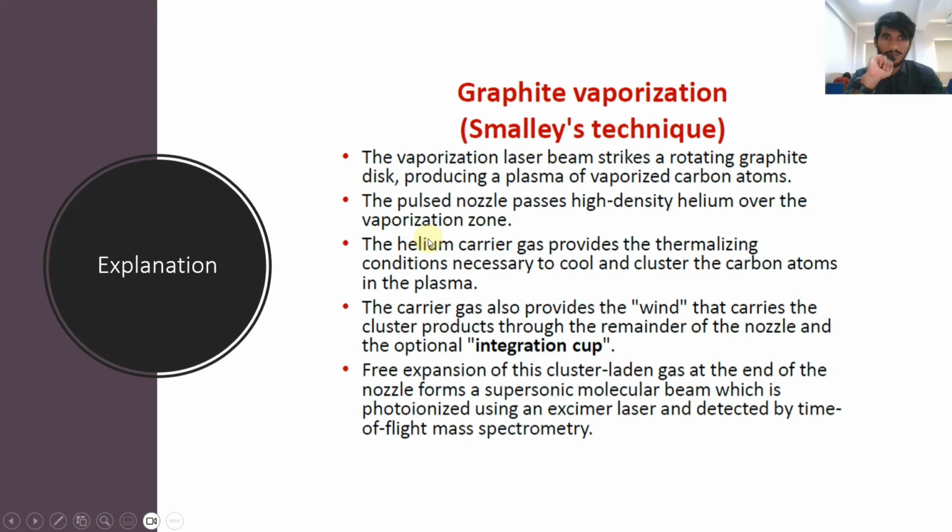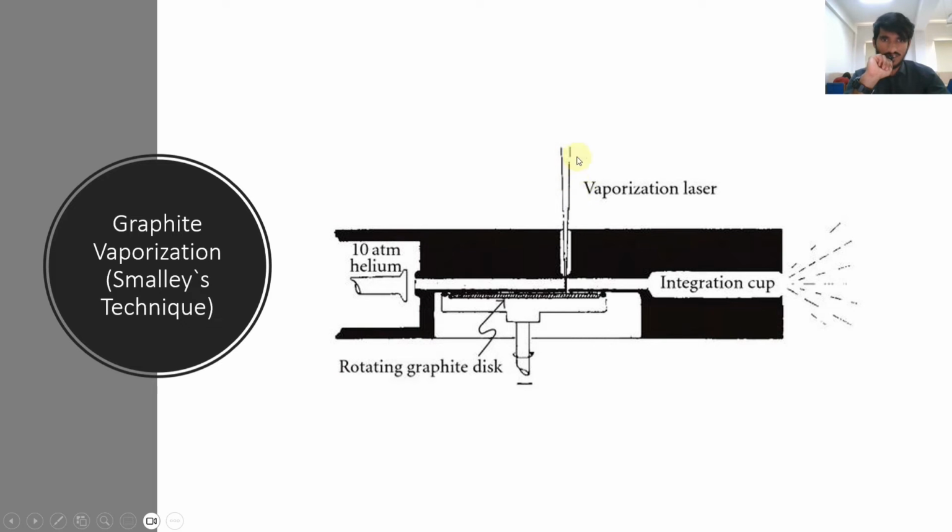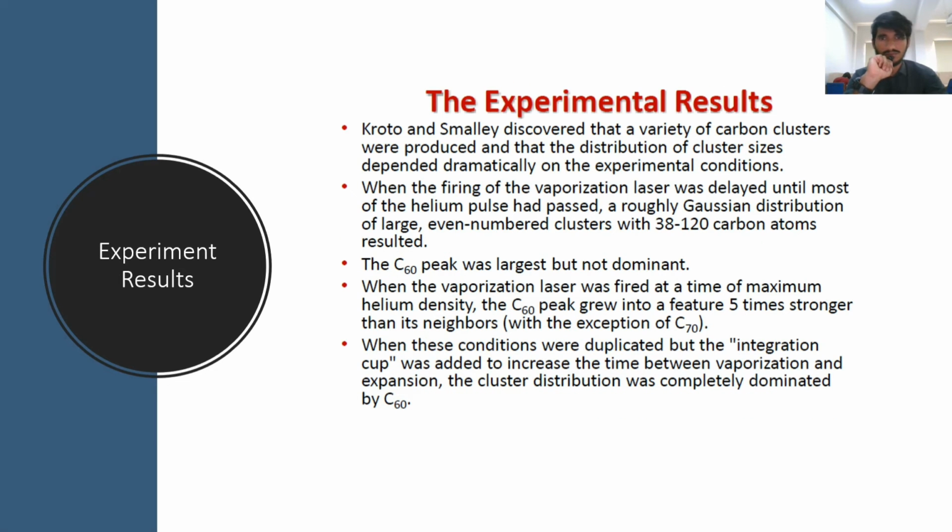So when the vaporization laser was delayed until all of the helium gas had passed through this chamber, the delay caused the formation of even-numbered fullerenes from C38 to C120. Fullerenes with even numbers from C38 to C120 were formed when the helium gas passed before the vaporization laser struck the rotating graphite disk. Moreover, the C60 peak was largest but not dominant.